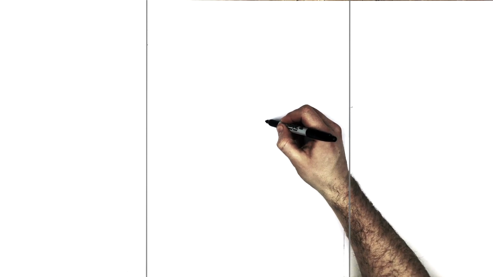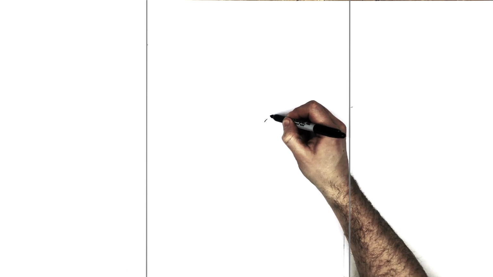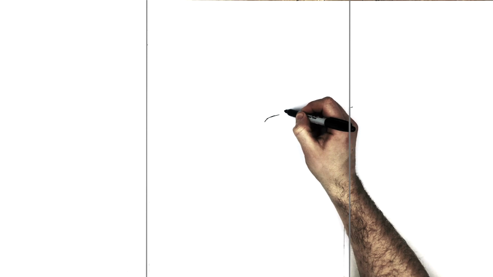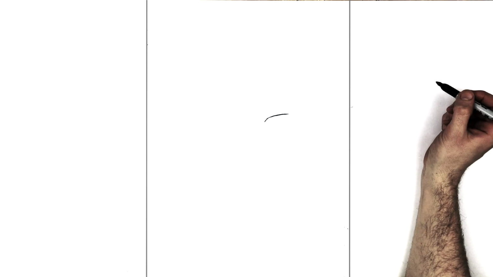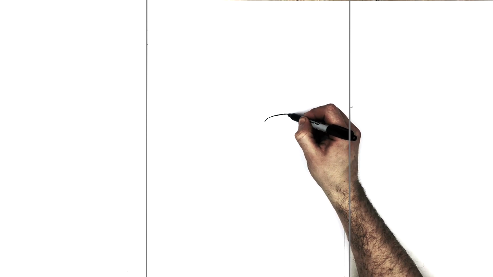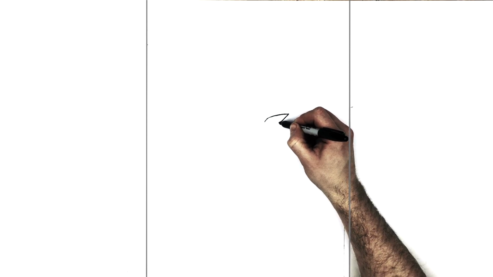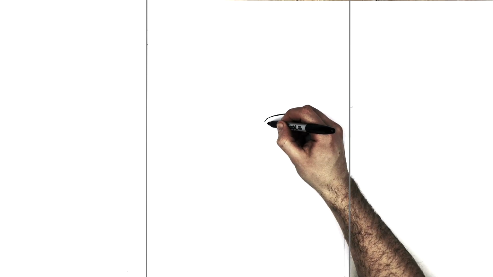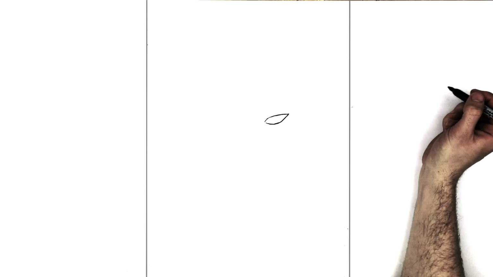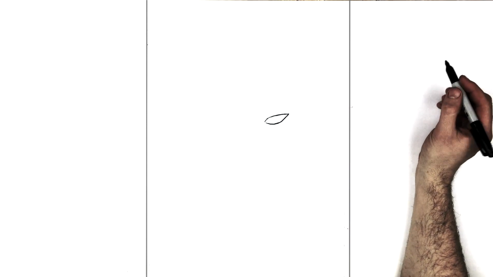We're going to start with a curved line just up this way. So we're going to curve it across like so. And then this line is going to come down the other way, back around, underneath, and up towards the tear duct there, like so. So that's the general shape for his eye.